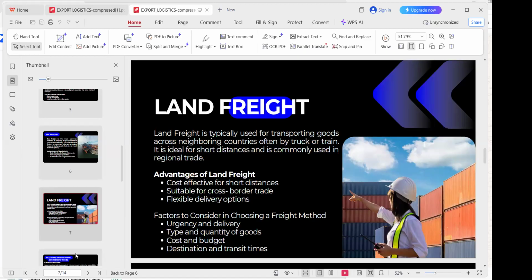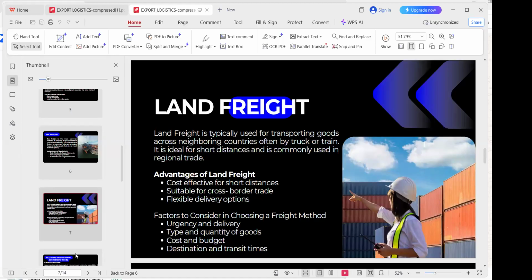Is the sea freight. And again, one, it is cost and budget friendly. Two, destination and transit time. When you're trying to transport your goods to any country of your choice, another step to take is to look at the destination and the transit time.